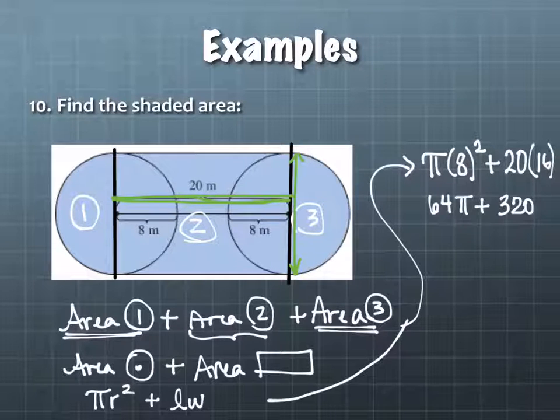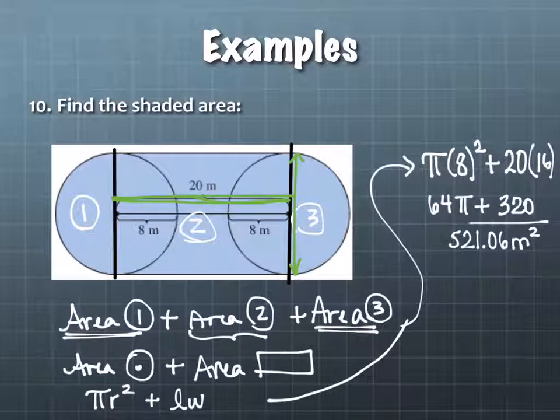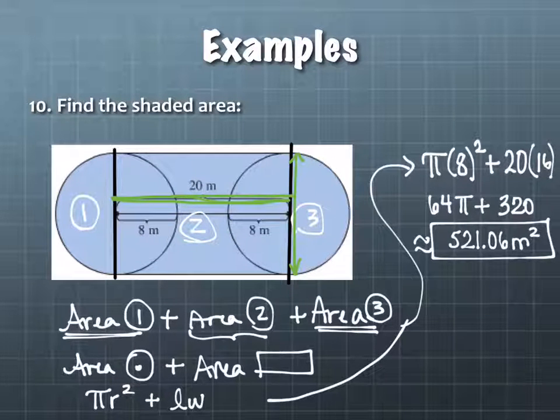So if we approximate, if you take 64 times pi and hit enter in your calculator and then plus 320, what do you get? We'll go with 2 decimals on everything unless specified otherwise. 521.06 square meters. And we recognize that's an approximation. I'm not terribly concerned that you put the approximation sign, but it is more correct to do so.